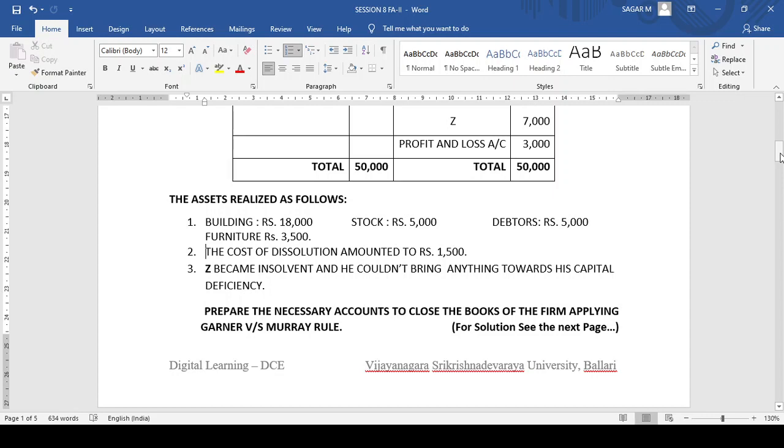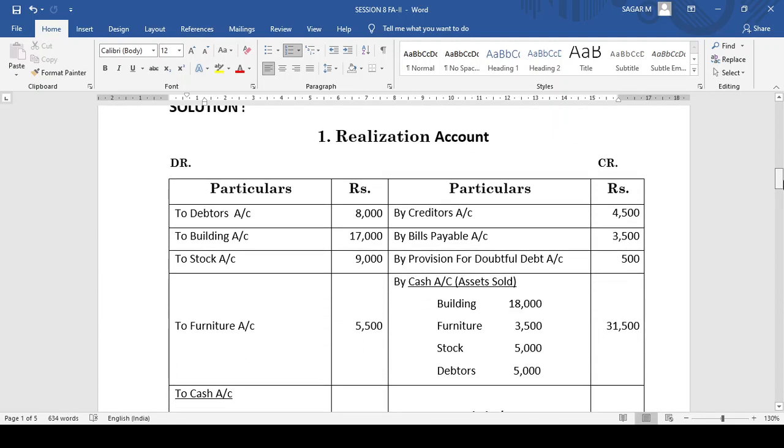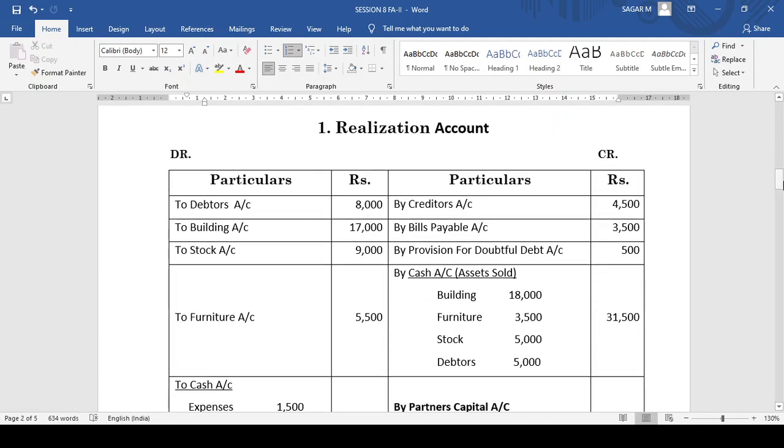So let's see how to prepare the books of accounts. As I told you, compared to the previous problem, in the previous problem, capitals were maintained under fluctuating system. Hence, no question of current account arose. In this problem, we have capitals maintained under fixed system. So the question of opening current accounts arises.